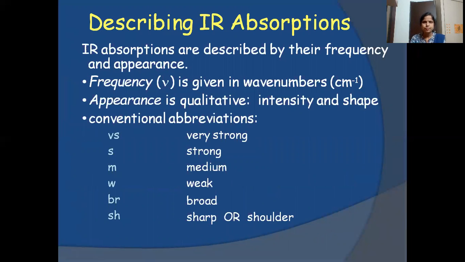Now, among these absorption bands, some bands are very strong, that is, they go almost down to the x-axis. They are known as very strong, and some are less than that, that is strong. Some will be medium, weak, broad, and sharp or shoulder bands. This is the notation we use. VS means very strong, S is for strong, M is for medium, W is for weak, BR is for broad, SH is for sharp or shoulder.